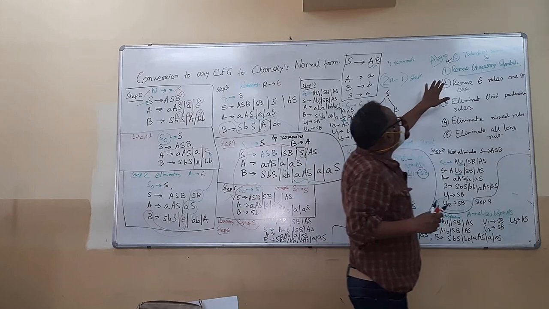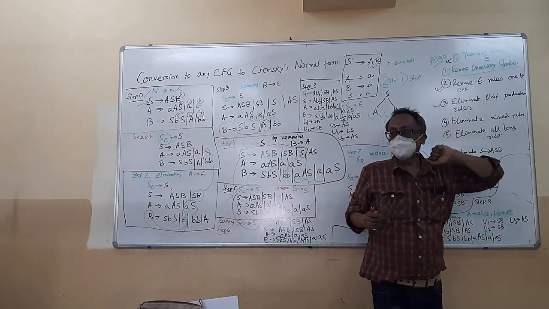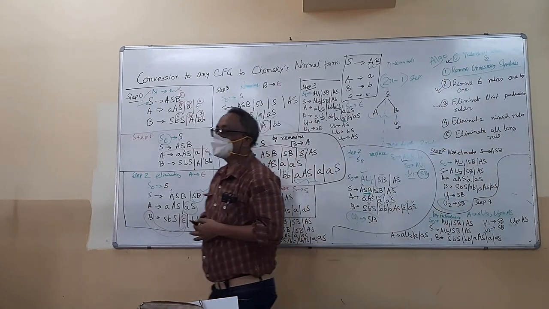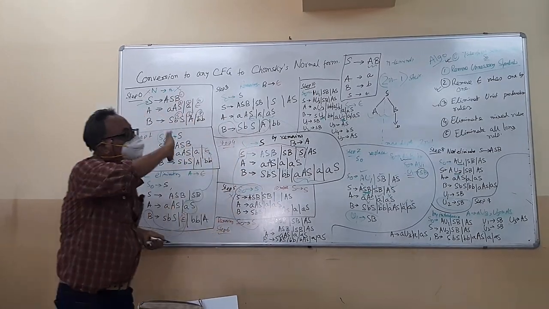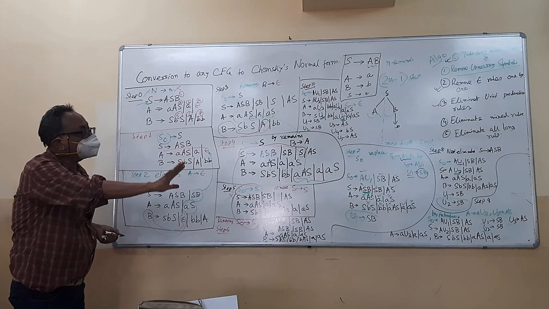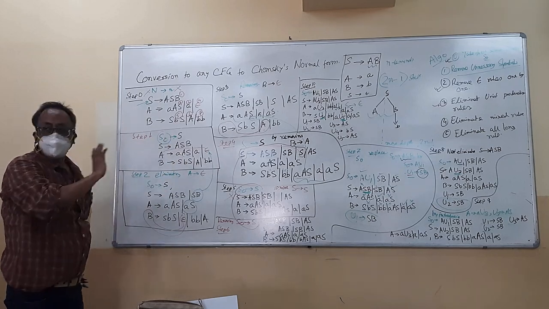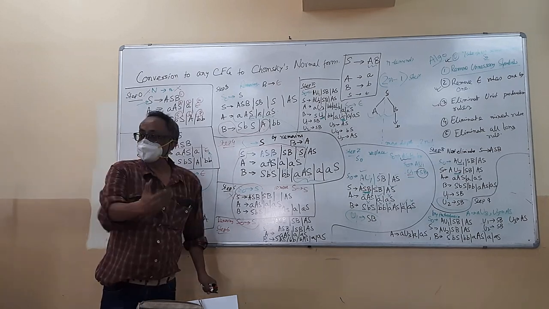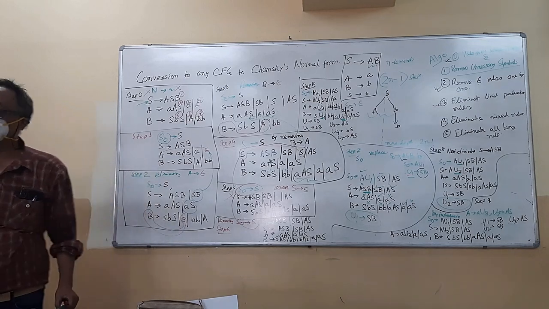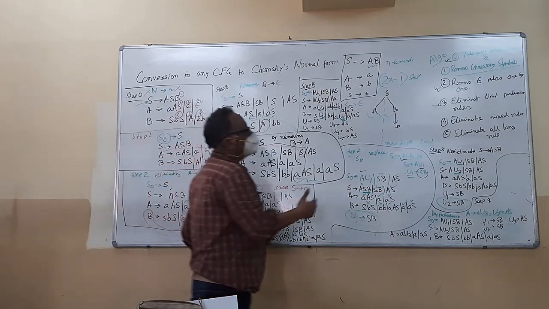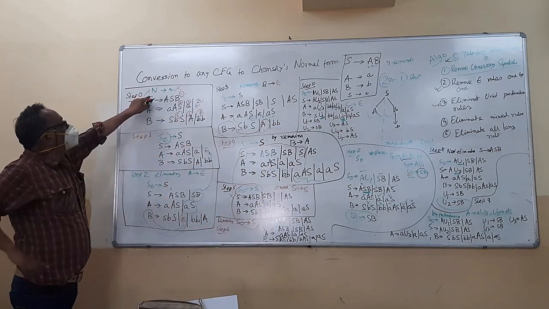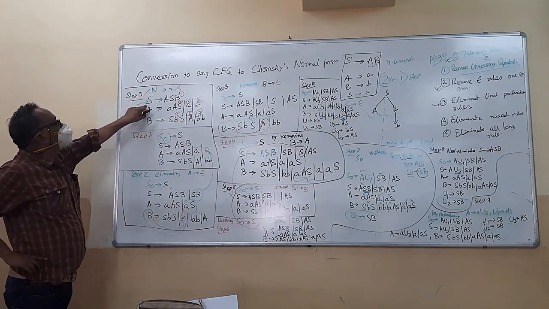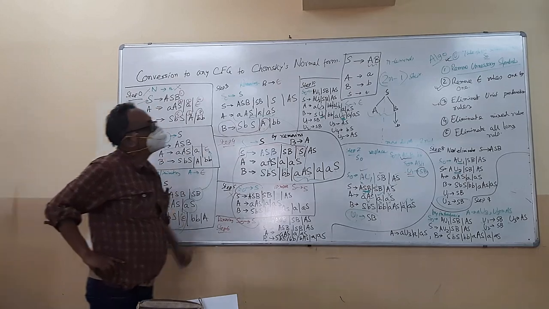First thing is take a fresh start symbol. Why take a fresh start symbol, S0? Because then you can guarantee this S0 doesn't come on the right hand side. So that is a guarantee. So even if S doesn't go to epsilon, you always take a fresh S0. Then remove unnecessary symbols. Those symbols, like you remove A here because A is not reachable from S. So you can remove those.